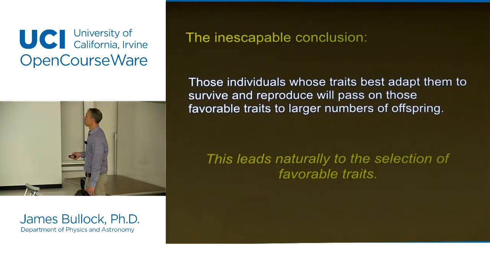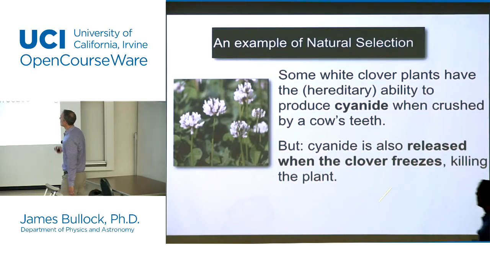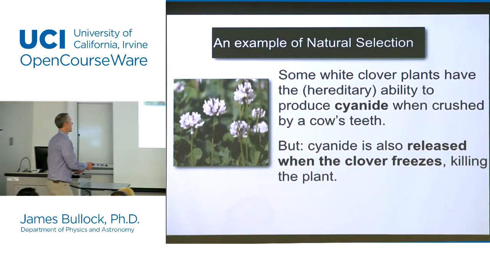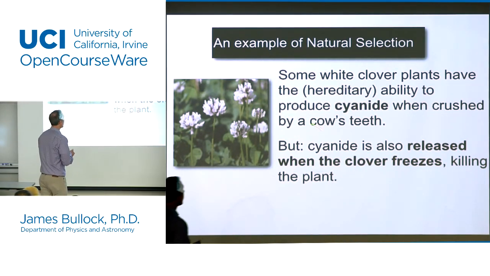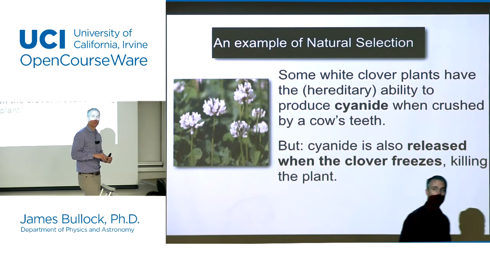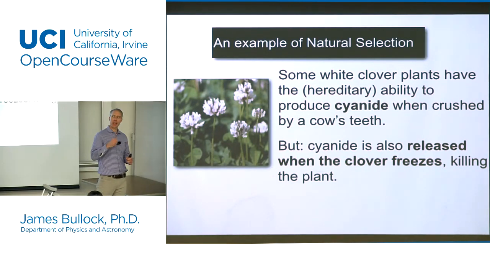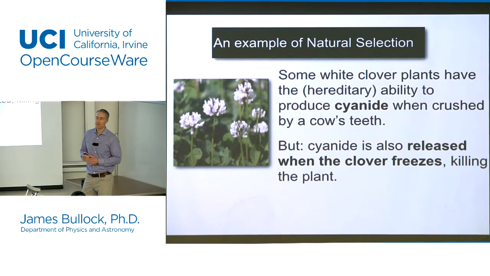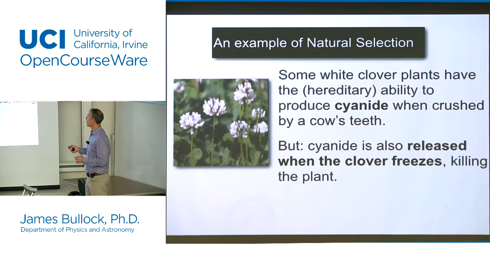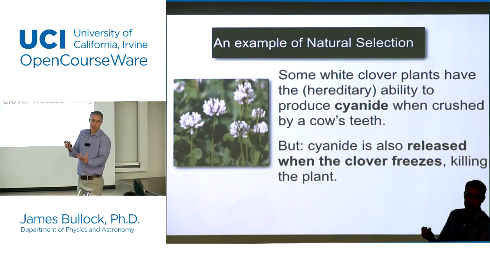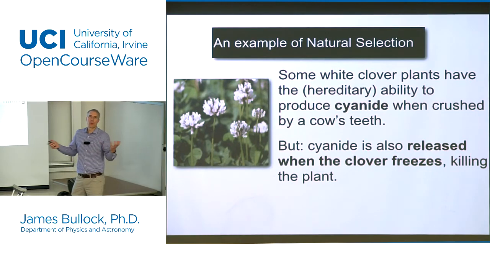So that's the idea. You can see this in action. For example, there are white clover plants, and some white clover plants have, by heredity, evolved the ability to produce cyanide when they're crushed by a cow's teeth. So a cow bites them, a little cyanide comes out. Those cows that like to eat those kinds of plants aren't going to make it, and that's good for the plant. But, unfortunately, cyanide is also released when the clover freezes, and that kills the plant. So that freezing acts like being chewed by a cow, and you don't want that to happen. So what happens?